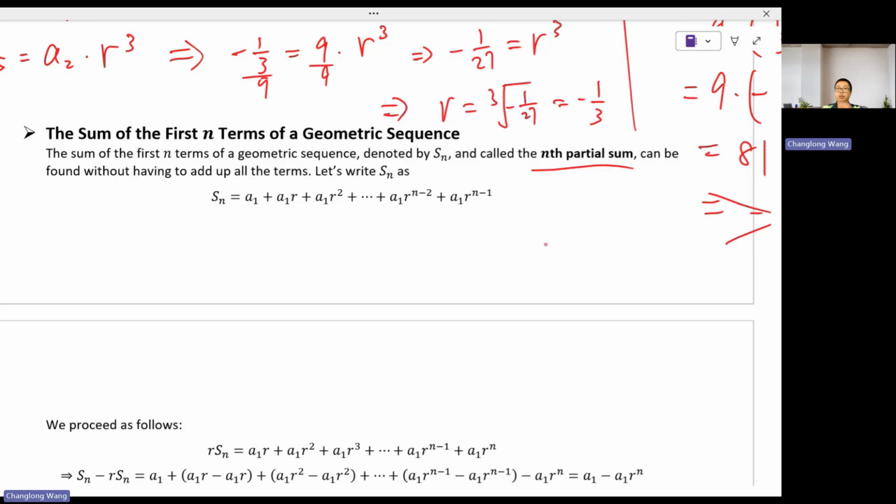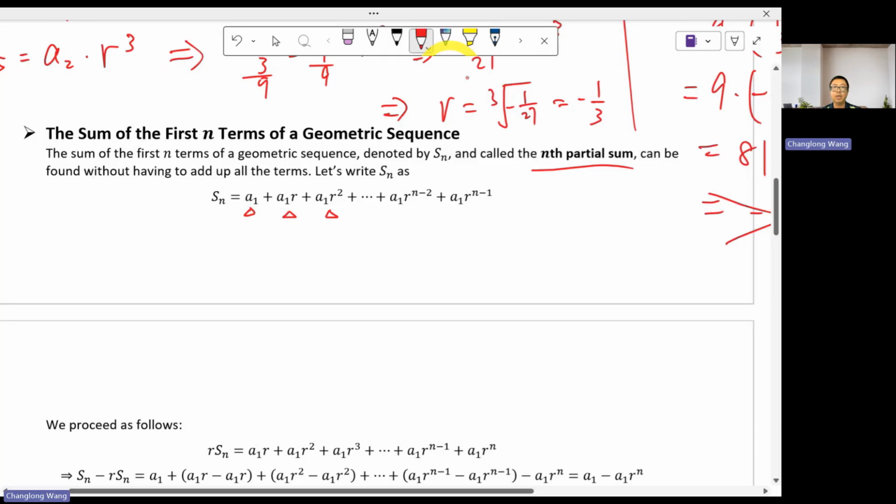Now, how do you write out the first n terms, right? If it's a geometric sequence, start from a sub 1, right? That's the first term. How do you get to the next term? Multiply by r, right? Then multiply by r one more time. Keep doing it, right? Now, here's something I always try to check, to make sure that you get it. Do we have exactly n terms?